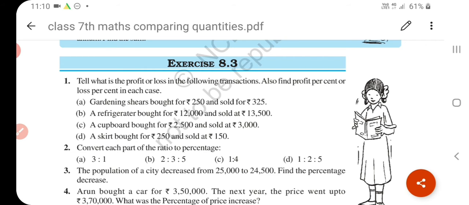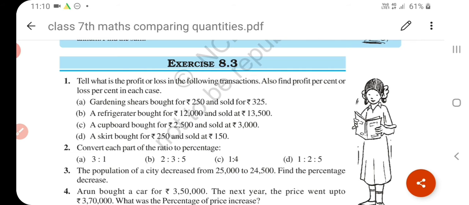Okay, similarly when loss is given and you have to find either the cost price or the selling price: if you want to find the cost price, then it is SP plus loss, and if you want to find SP, that means the selling price, then your answer is CP minus loss.